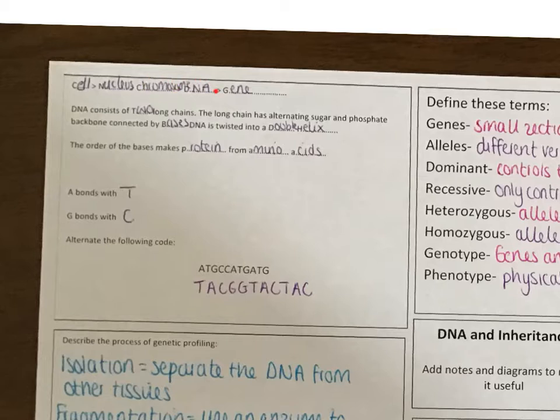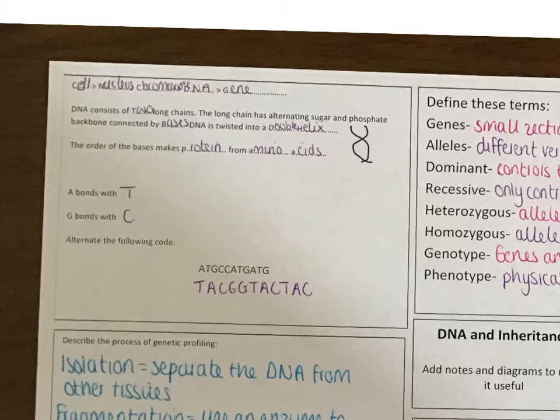Chromosomes then are broken down into DNA. It's made up of DNA. Then if we take a section of DNA, we will get a gene that will code for a characteristic of ours. So DNA consists of two long chains. The long chain has alternating sugar and phosphate backbone connected by our bases, okay, and is twisted into that double helix, okay. It is that double helix shape. So if we're going to draw DNA, it is that double helix shape.